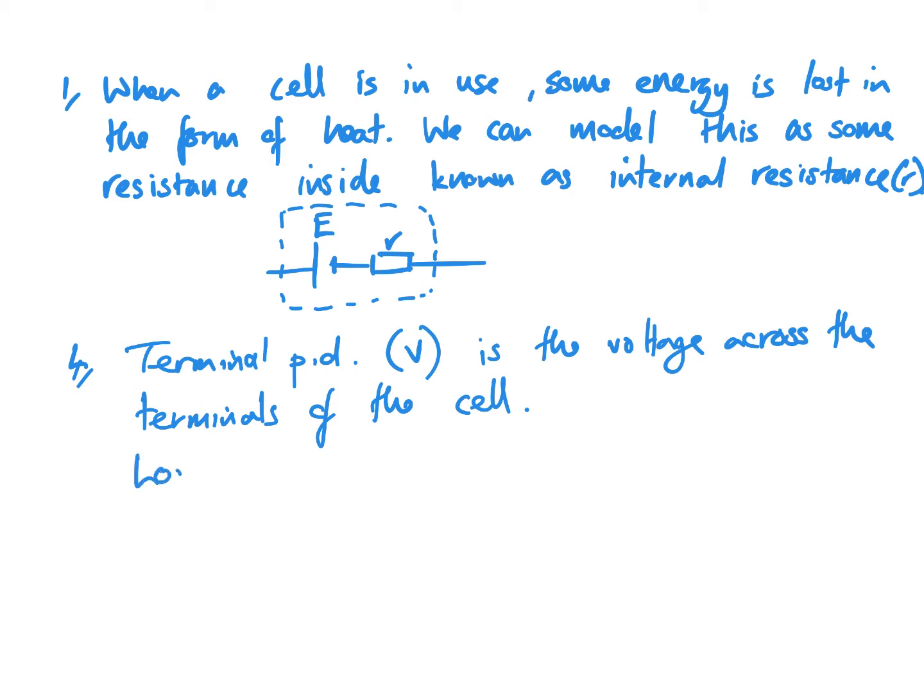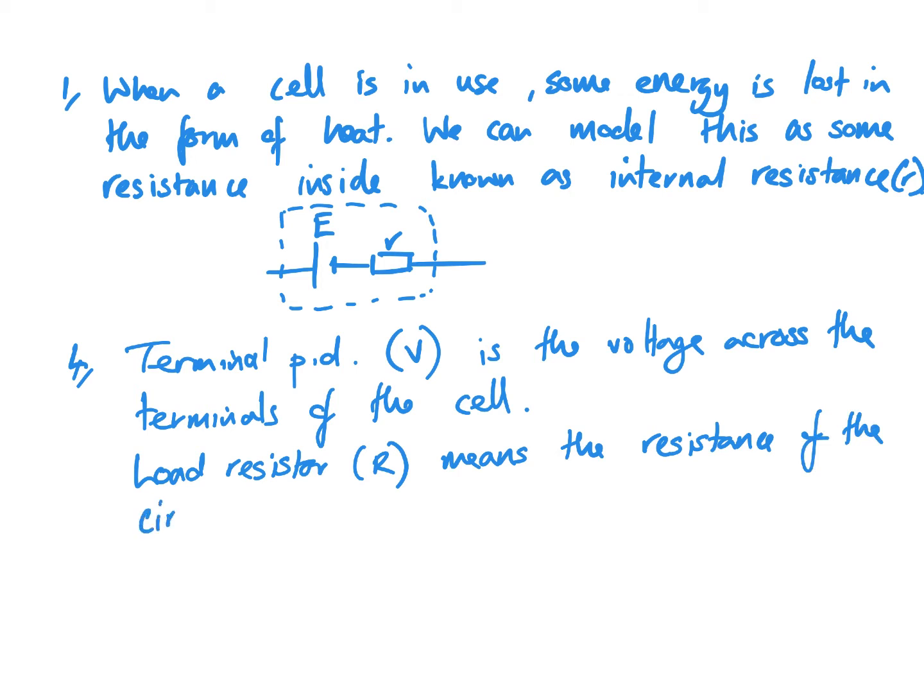A load resistor, and that's usually symbolled as capital R to distinguish it from the small r internal resistance, just means the resistance of the circuit connected to the cell. So in the picture I've drawn above, I've just got a cell there, I've not connected it to anything. But then when we connect it up to a circuit, that's usually known as putting it under load.